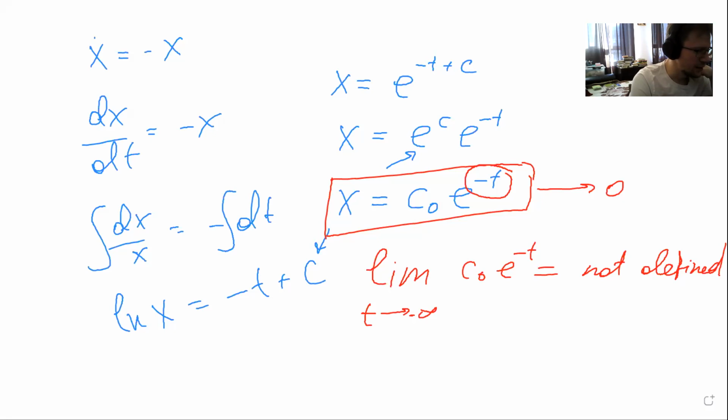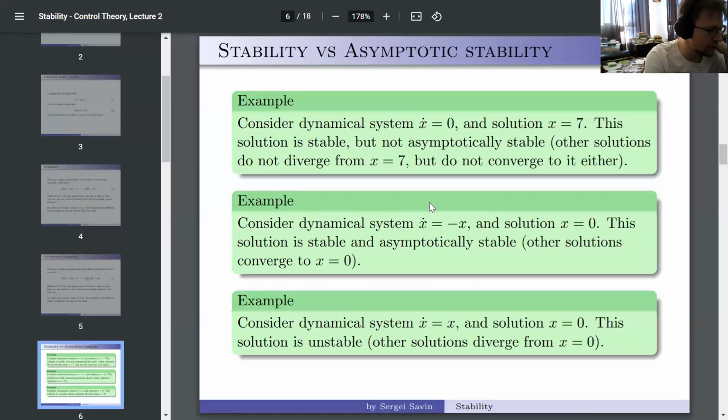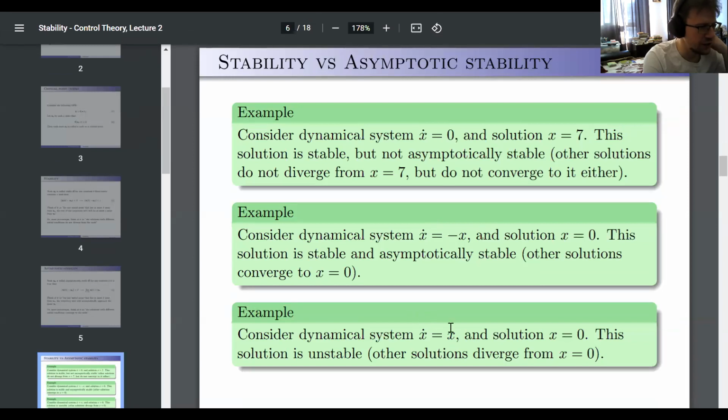Okay. So this was it for the ideas of what the solution of x dot equals minus x is. By the way, let me go back to the original slides. We probably have one more example, and that is x dot equals x. And you can see exactly now what the solution to this will be like.